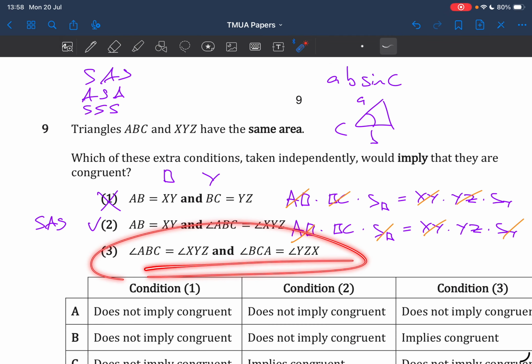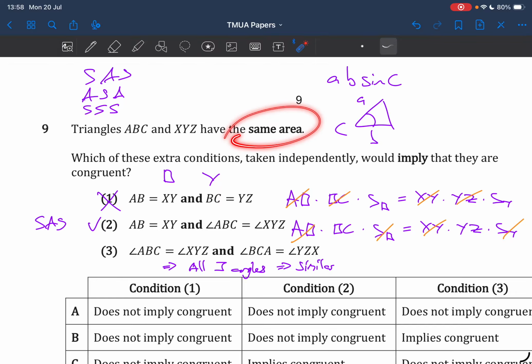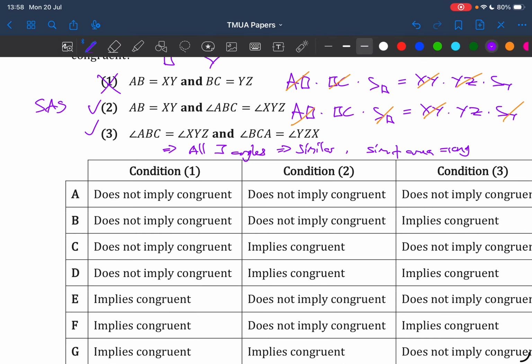Down here, then we've got 2 angles. So that tells us the third angle. So all 3 angles. That tells us they are similar. And when you add in then the same area, you're going to get the fact that they are congruent. So you have your similar plus area equals congruent. That's not very good writing, but does the job. And we get the marks for that one.